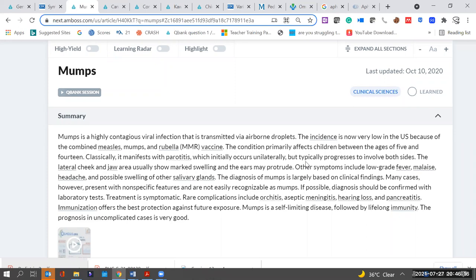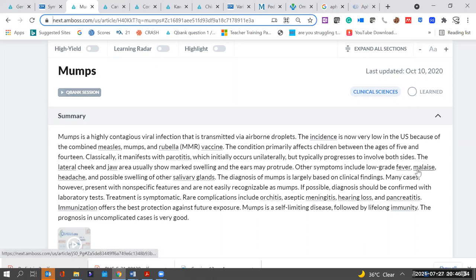The parotid gland will be involved, and you will see the lateral cheek and jaw area usually show marked swelling, and the ears may protrude. There will be a protrusion of the ear. You will see the swelling, especially. Swelling is quite obvious in the lateral cheek area and the jaw area.